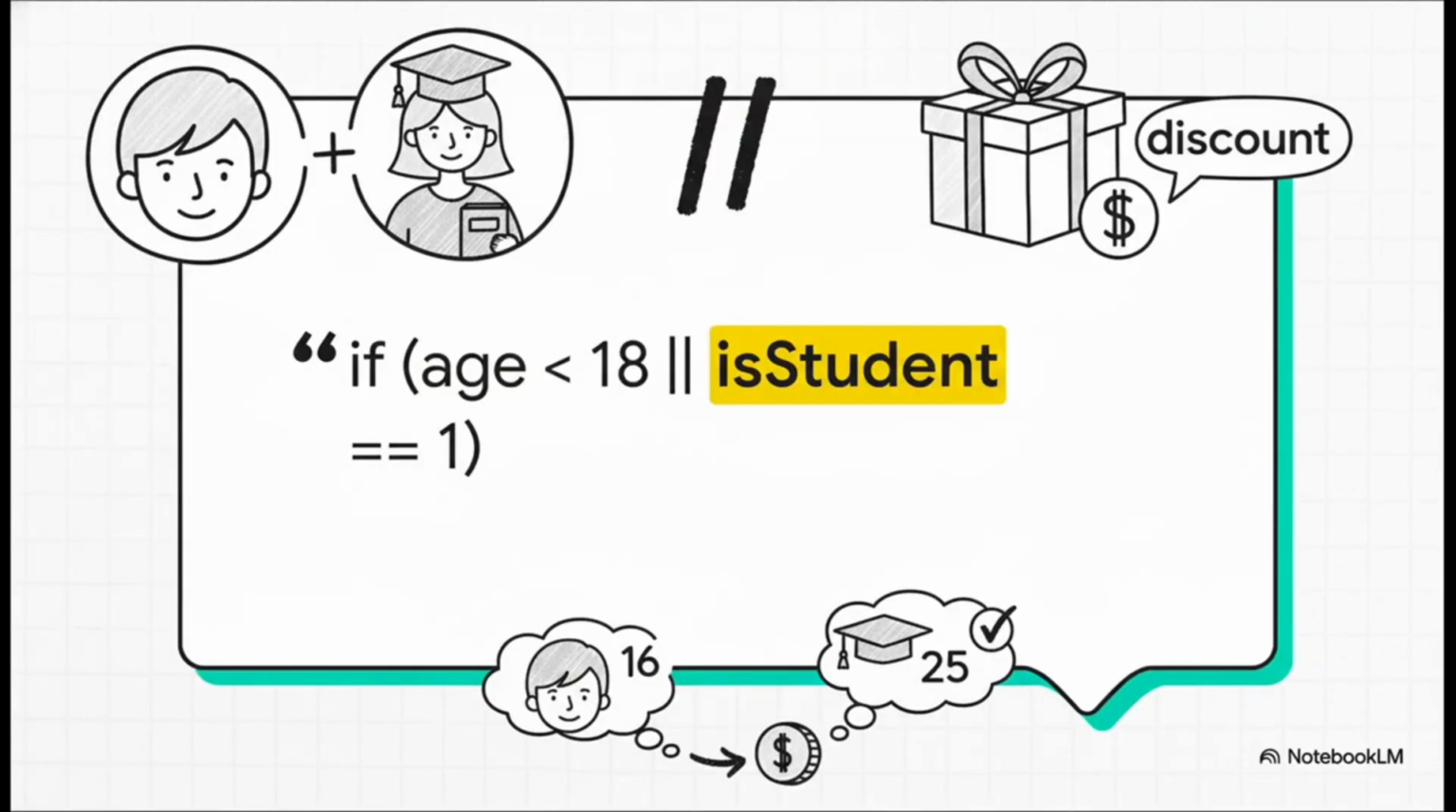To get the discount, you either have to be under 18 or you have to be a student. You don't need to be both. So a 25-year-old student, yep, they get the discount. A 16-year-old who isn't a student, they get the discount too. As long as just one of those things is true, you're good to go.